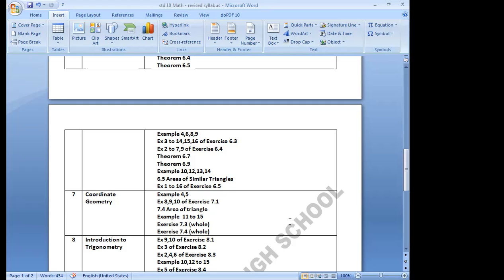In the second part of this, we will discuss the chapters from chapter number 8 to chapter number 15, in which topics are excluded and which topics are included. That we'll discuss in part 2 of the reduced syllabus done by Gujarat Secondary and Higher Secondary Education Board. This is what I have translated from the Gujarati circular to English medium. For the English medium students, the circular has not been given, so I have translated.